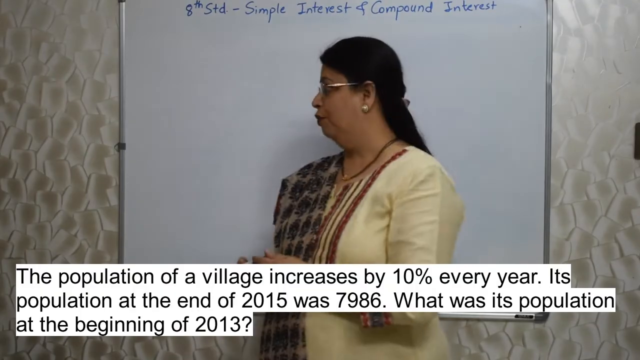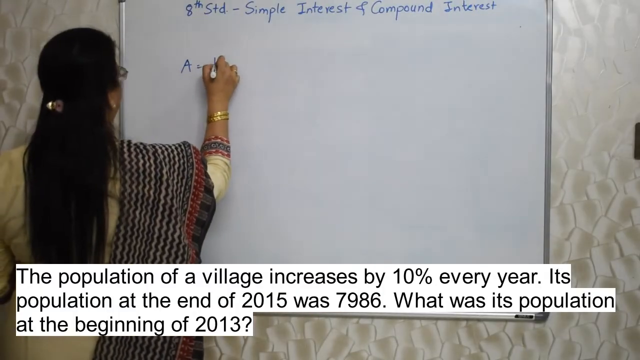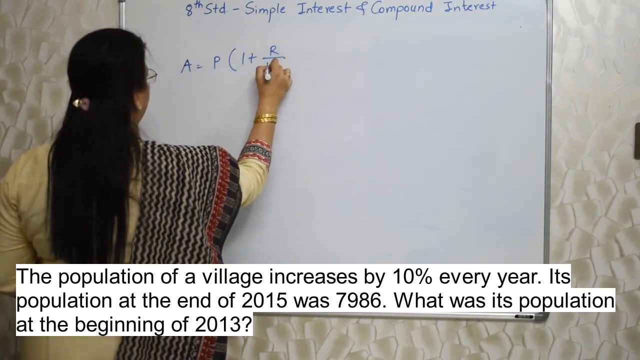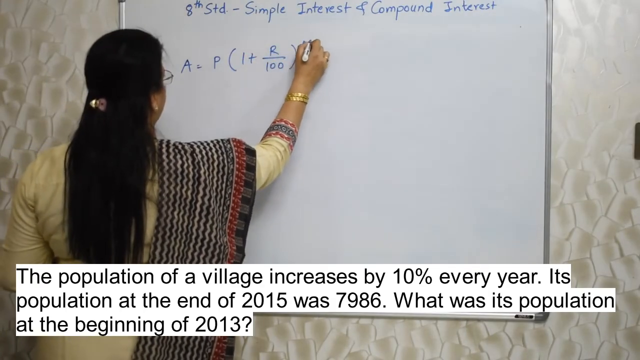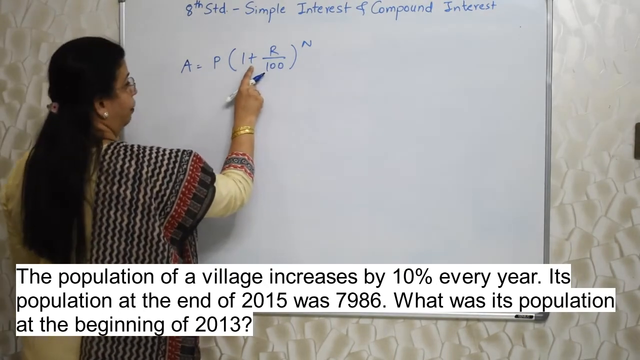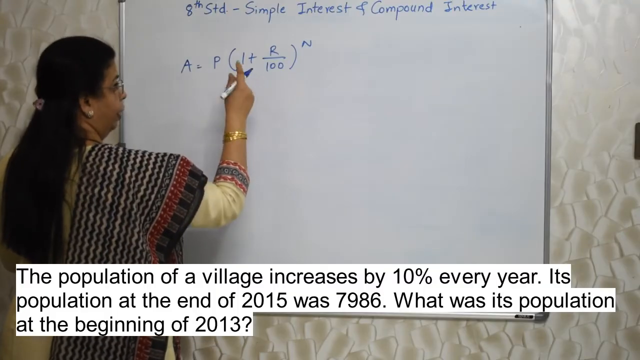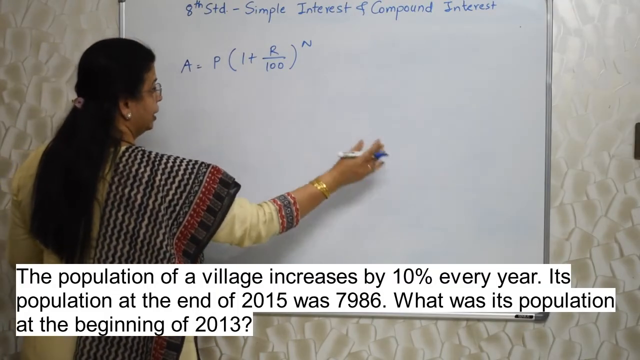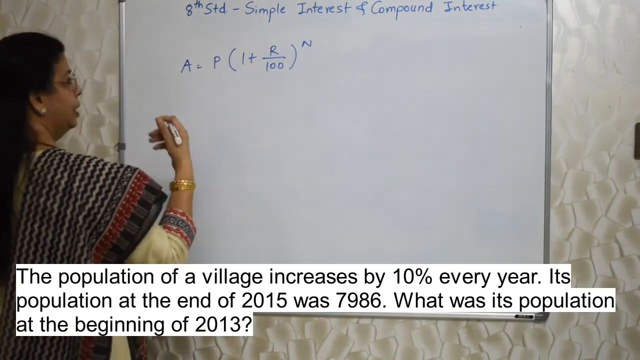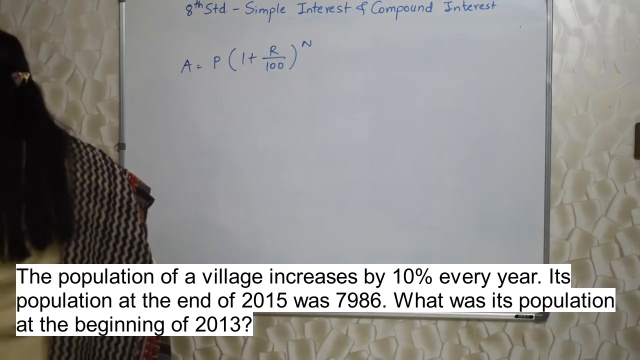Okay, what is that formula? A is equal to P into 1 plus R upon 100 raised to N. In case there is an increase every year, this will be plus. If there is decrease, population increases every year, then plus. If the value of the asset decreases every year, then there is minus. For decrease there is minus, increase there is plus. Only that is the difference. Otherwise this is a formula.